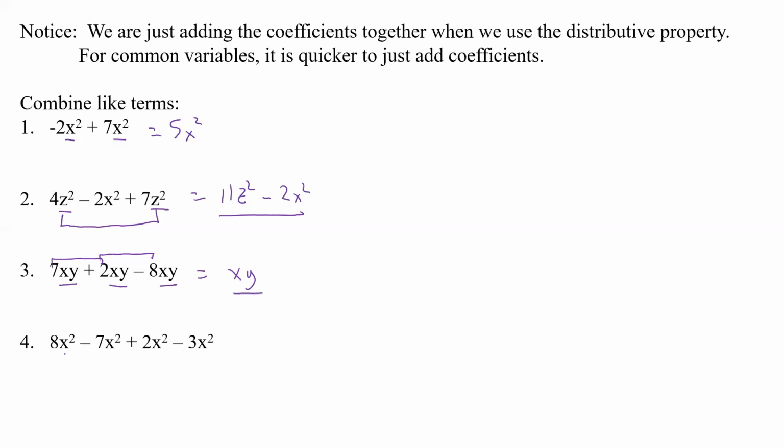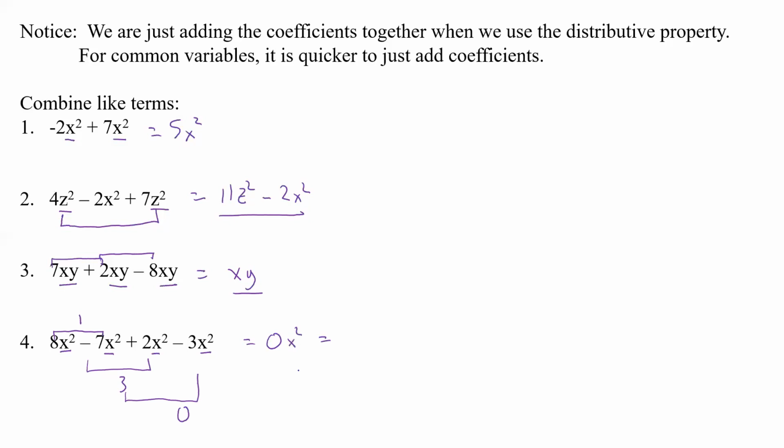Now what about our last one? We have an x squared, x squared, x squared, x squared. So those are all like terms. So what we can do is we can take 8 minus 7. Now this one you might have to do in pieces. So we can do 8 minus 7, and that's going to give us a 1. And then 1 plus 2, well, that's 3. And then 3 minus 3, well, that's 0. So we get 0 x squared.